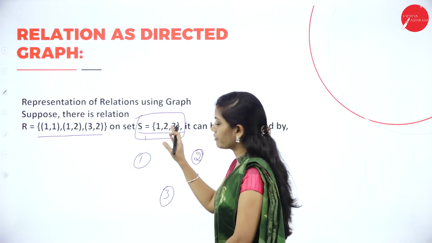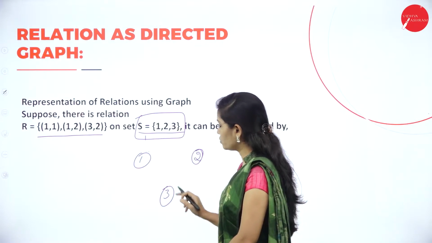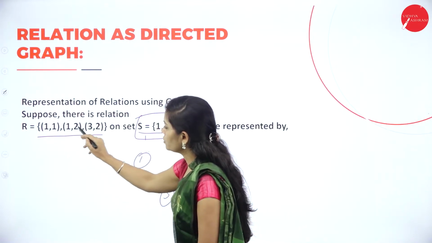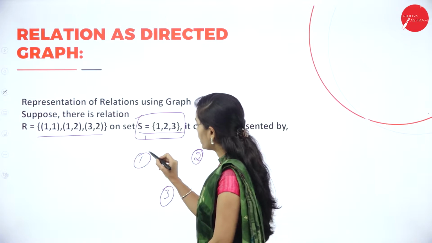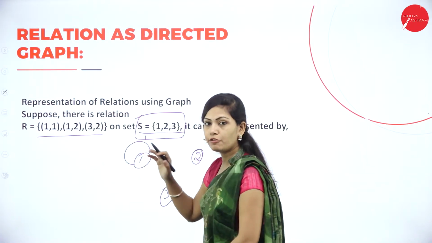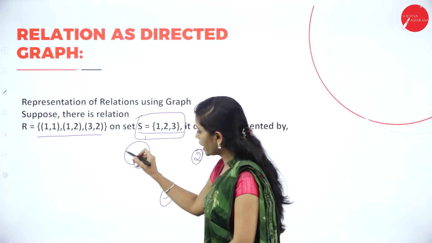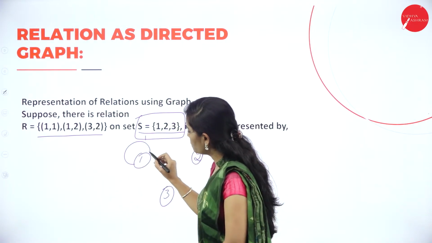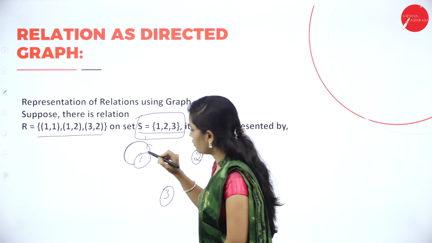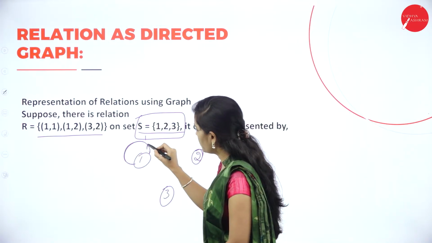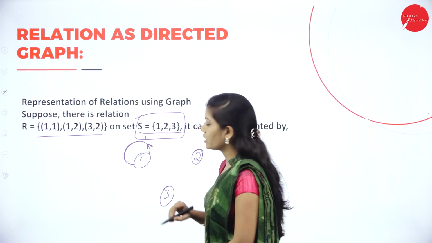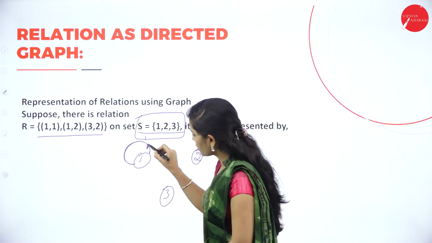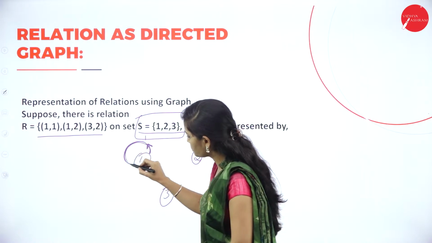Here I have three elements called 1, 2, 3. So 1 to 1, 1 to 2 and 3 to 2. 1 to 1 means it is a self-loop. So 1 is connected to 1 only. You have to mention the direction using arrow marks, from 1 connected back to 1. So this is a self-loop.